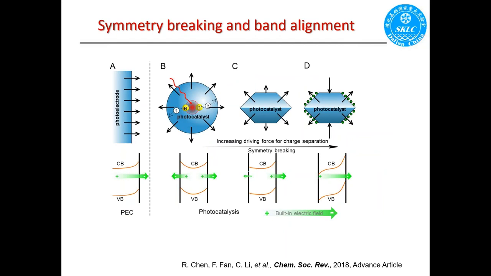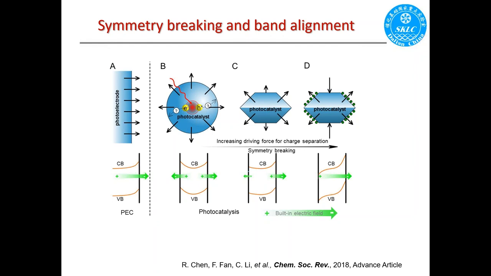I give a first brief summary here. We start from the PEC electrode. You see that this structure naturally has an asymmetric band bending. It helps with the charge separation. A photocatalyst has a U-shaped symmetric electrical field. If you can make an inequivalent facet, you see that the symmetry is further broken, and you can break the band-bending alignment. And if you deposit the co-catalyst, it totally aligns the electrical field into a polarized structure. You can achieve the charge separation.